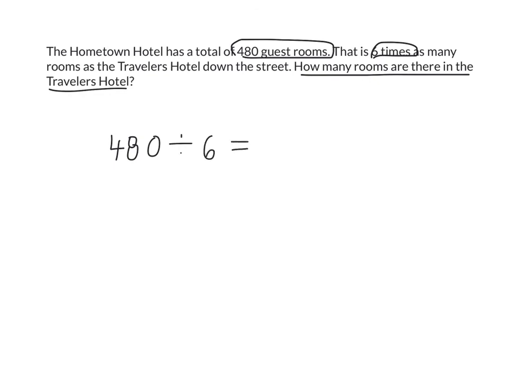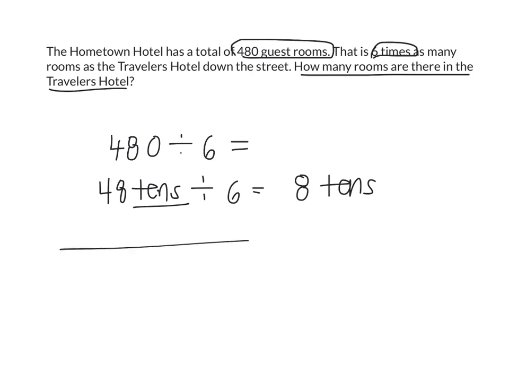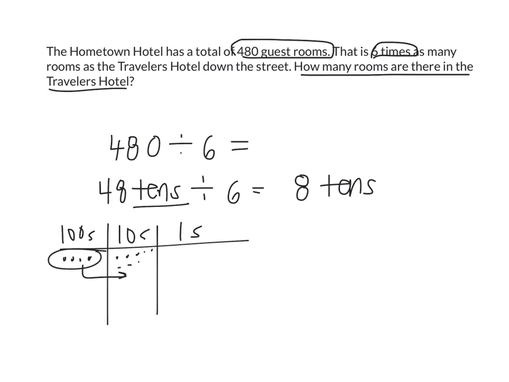in order to find out how many rooms are in the Travelers Hotel. So we can think of this as 48 tens divided by 6. And I know that 48 divided by 6 is 8, but my units are tens. We're working in the tens column, right? This is like if I used a place value chart and I had the hundreds here, the tens here, and the ones here. I would have 4 hundreds and 8 tens, right? But then these 4 would have to be regrouped because I can't divide it into 6 groups. So I'd have 48 tens. So in each group there would be 8 tens, which is the same as 80. And since the question is asking me how many rooms, the units that I need is 80 rooms.